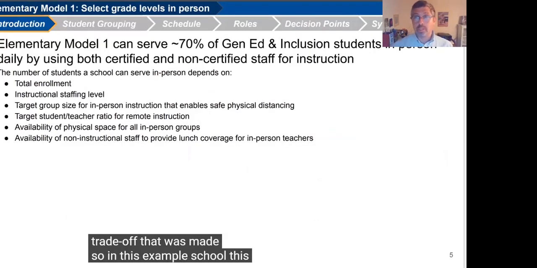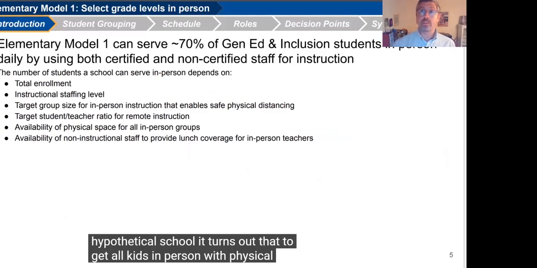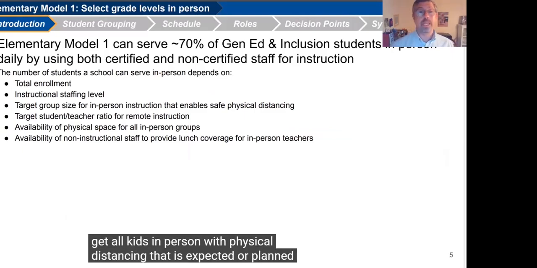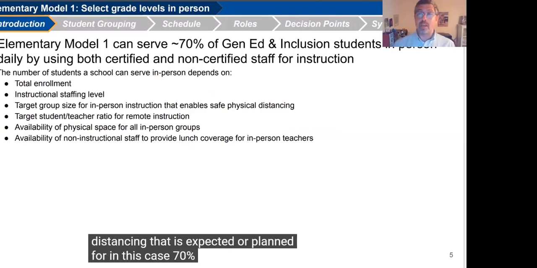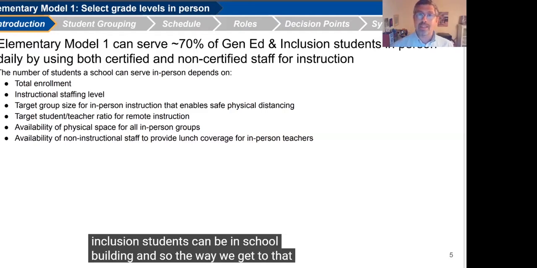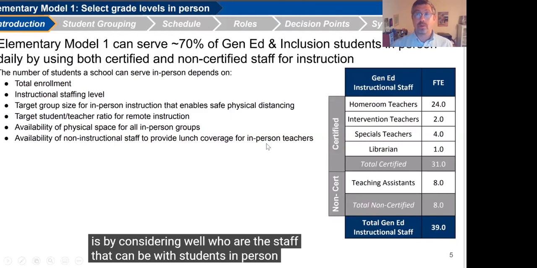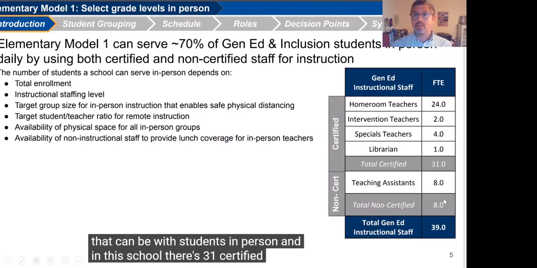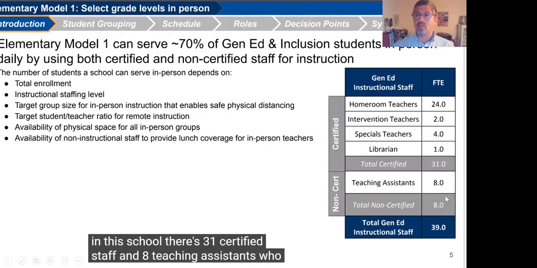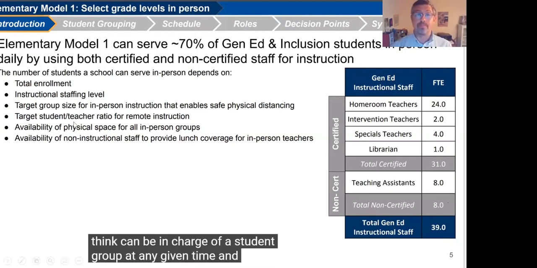So in this example school, this is a hypothetical school, it turns out that to get all kids in person with physical distancing that is expected or planned for, in this case, 70% of kids, gen ed and inclusion students, can be in the school building. And so the way we get to that is by considering, well, who are the staff that can be with students in person? And in this school, there's 31 certified staff and 8 teaching assistants who we think can be in charge of a student group at any given time.